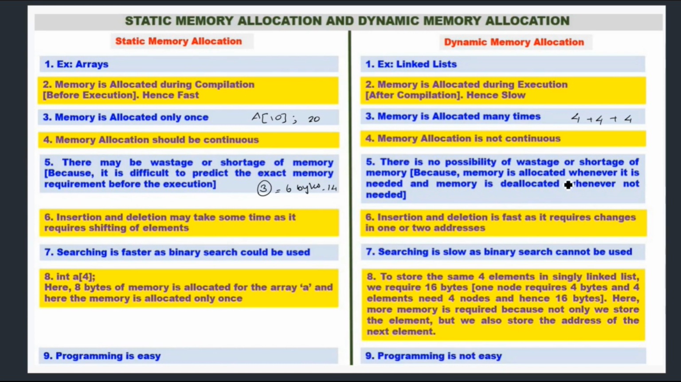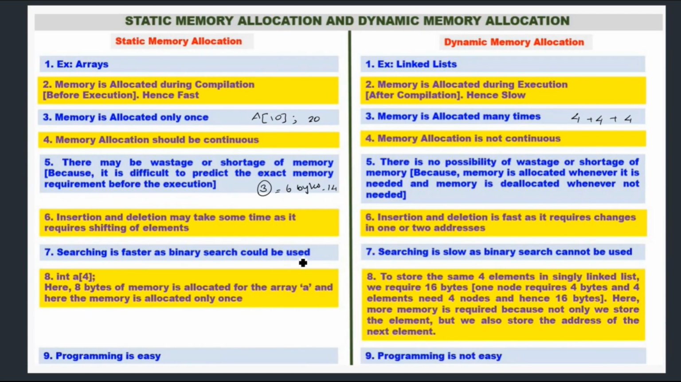In a linked list there is no possibility of wastage or shortage because the memory allocation is at the time of execution, so we only get the memory that we want. In an array, insertion and deletion may take some time as they require shifting of elements. We have already discussed the insertion and deletion array algorithms. If we insert at a particular position, we shift the remaining data down, and for deletion we shift the data up. In a linked list, insertion and deletion are fast as they require changes in only one or two addresses. We only need to edit the address part, so it is fast.